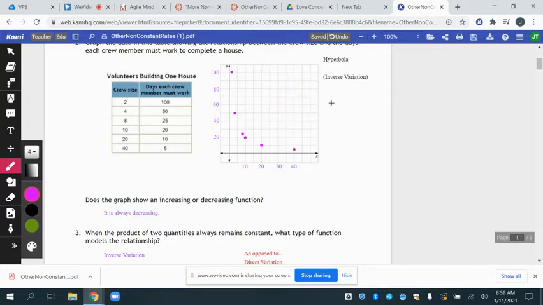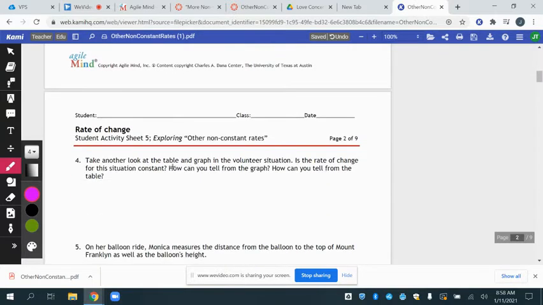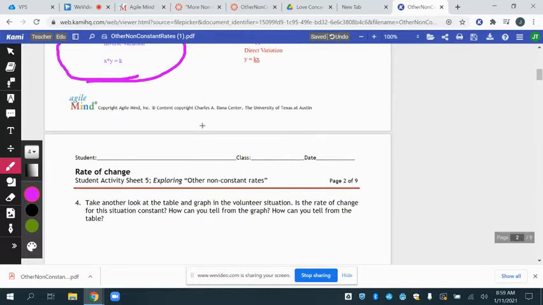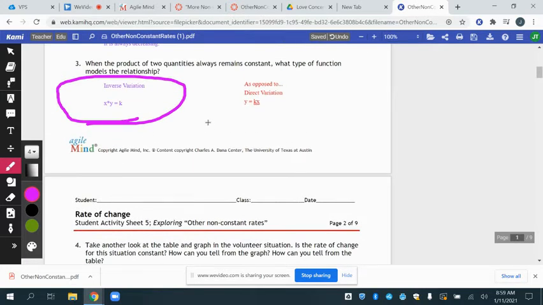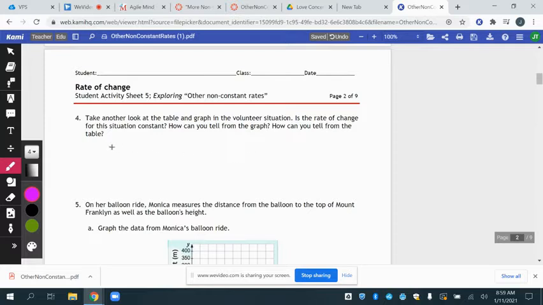This line right here, if I turned this into a line, it is definitely a line that curves. So it's a non-constant rate. That's what we're talking about here. Okay, so that's one type of non-constant rate. We're going to look at other ones. Okay, so this one's called inverse variation. It is very useful to know about. You don't really touch it again until pre-calculus, maybe algebra 2, probably algebra 2.